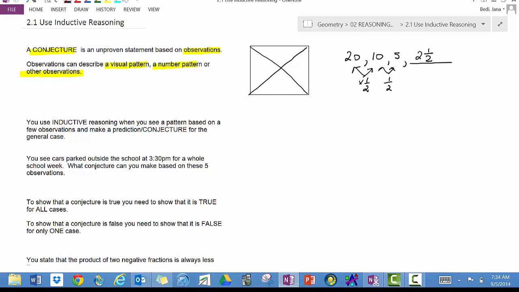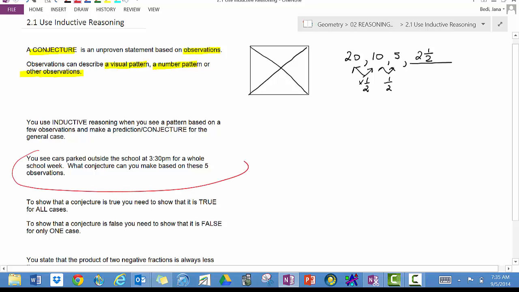You use inductive reasoning when you see a pattern based on a few observations, and then you make a prediction or conjecture for the general case. Okay, as I said before, here is an example that is based on observations.